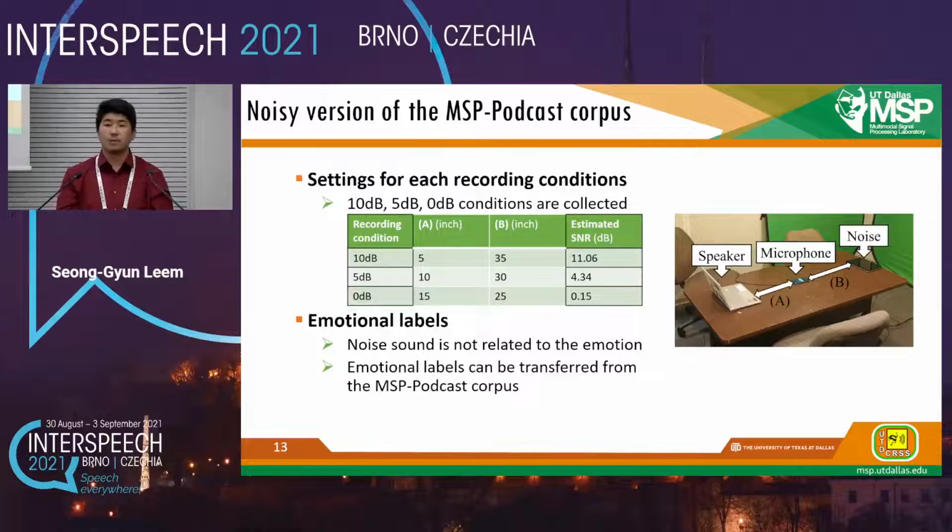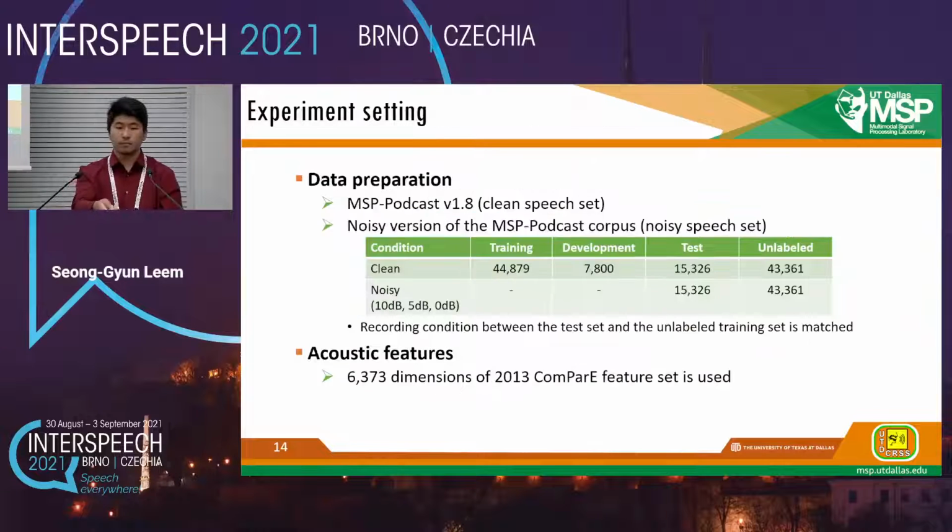After collecting the noisy speech samples, we transfer the label from the clean speech corpus, because the noise sound is not related to the spoken emotional information, so we can directly use the original label of the clean speech corpus.